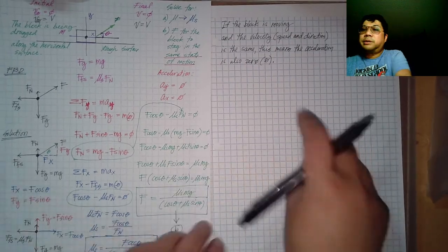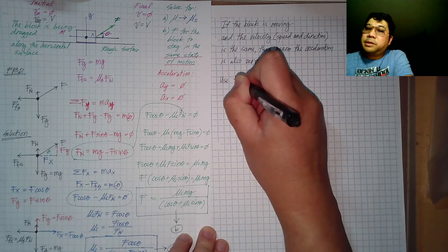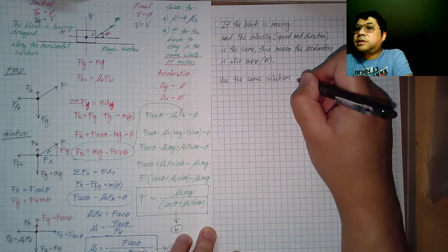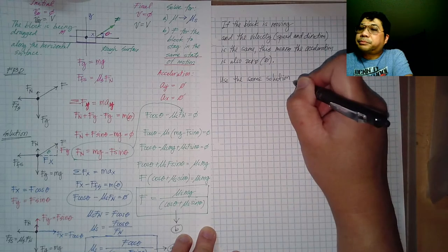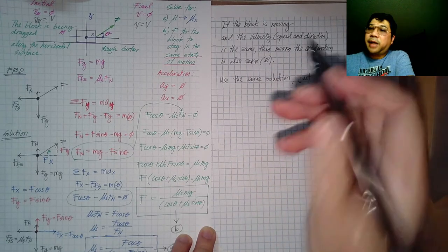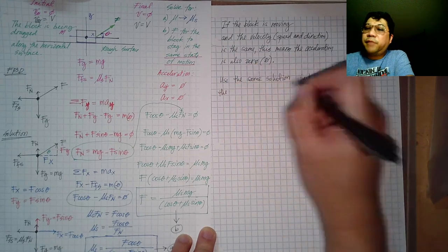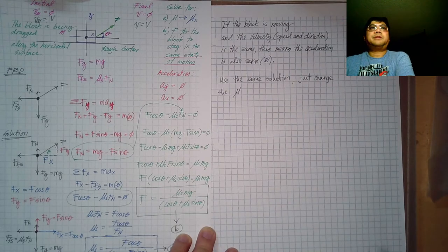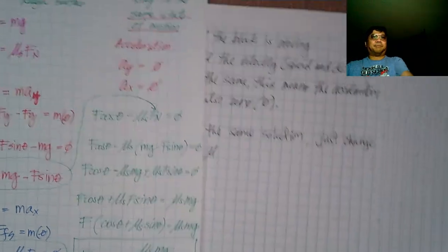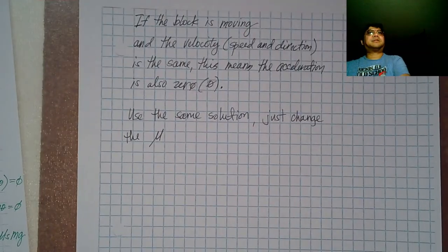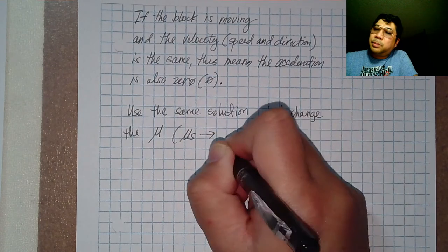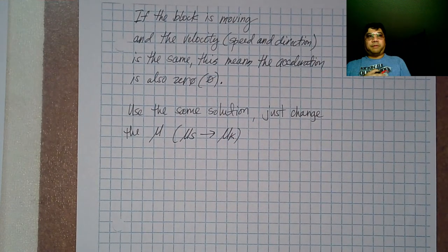Then use the same solution. Just change what? Just change the coefficient of friction, which is your mu. It would be better if I zoom it in so you could all see. So let's just use the same solution. Change mu s into mu k, the coefficient of kinetic friction.